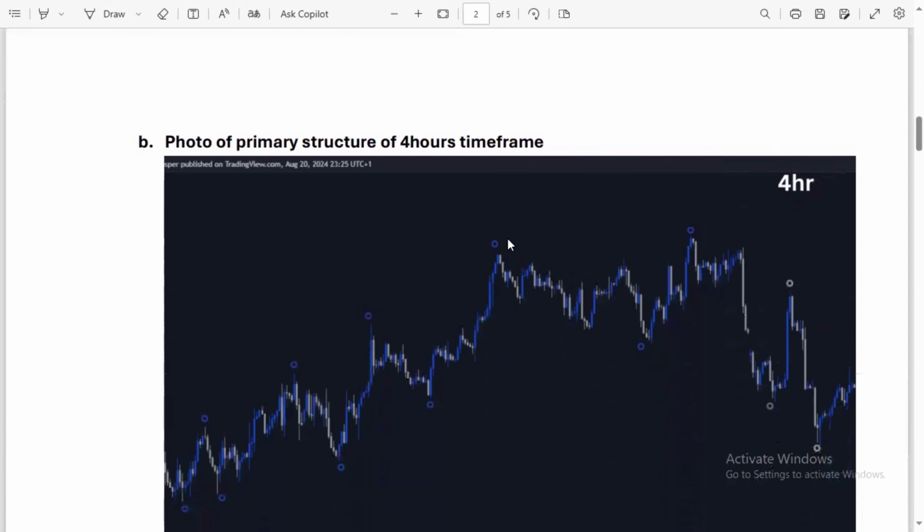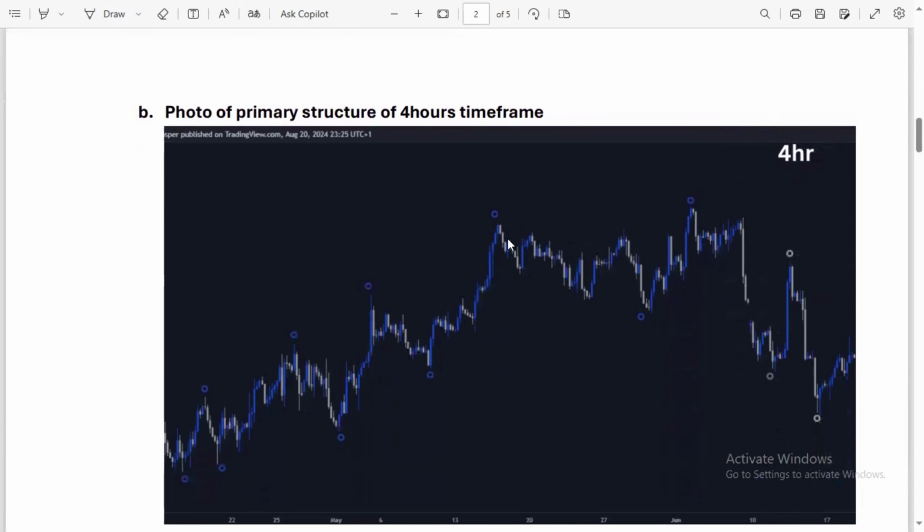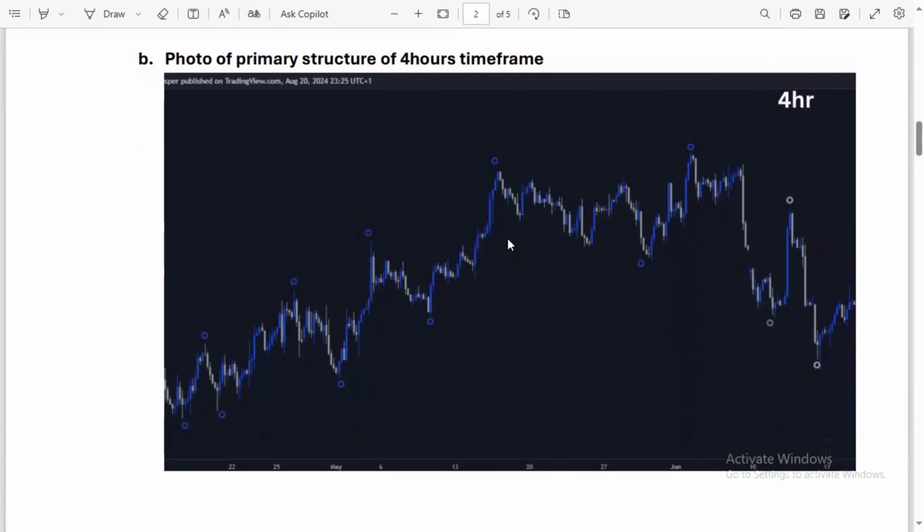Well, the second photo here is a photo of the primary structure of a 4 hour time frame. Like I said before, the primary structure is marked on the higher time frame, and this is the 4 hour chart. Now you can see I neglected whatever price action was doing here during this time in the market. I didn't mark anything here. I was marking out those cleanest highs and cleanest lows, the higher high and higher low, on the 4 hour time frame. This is how you mark out your primary structure.